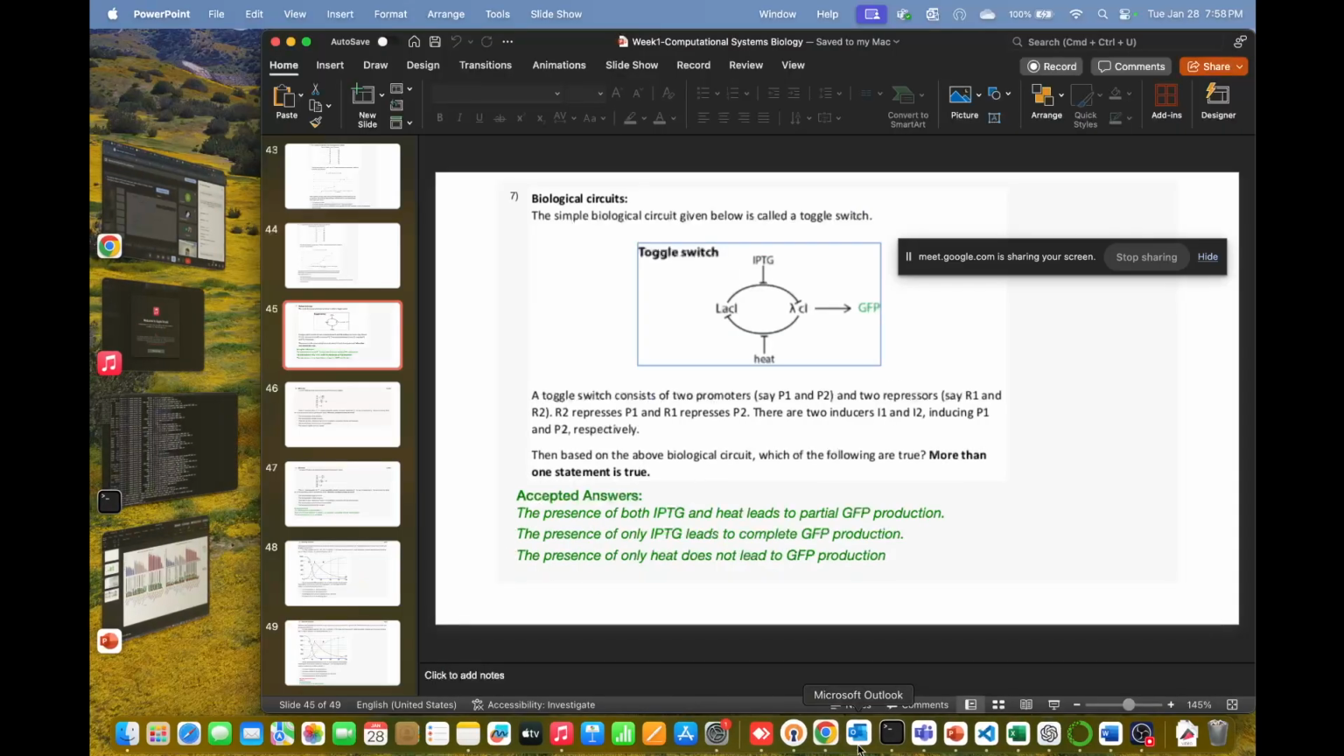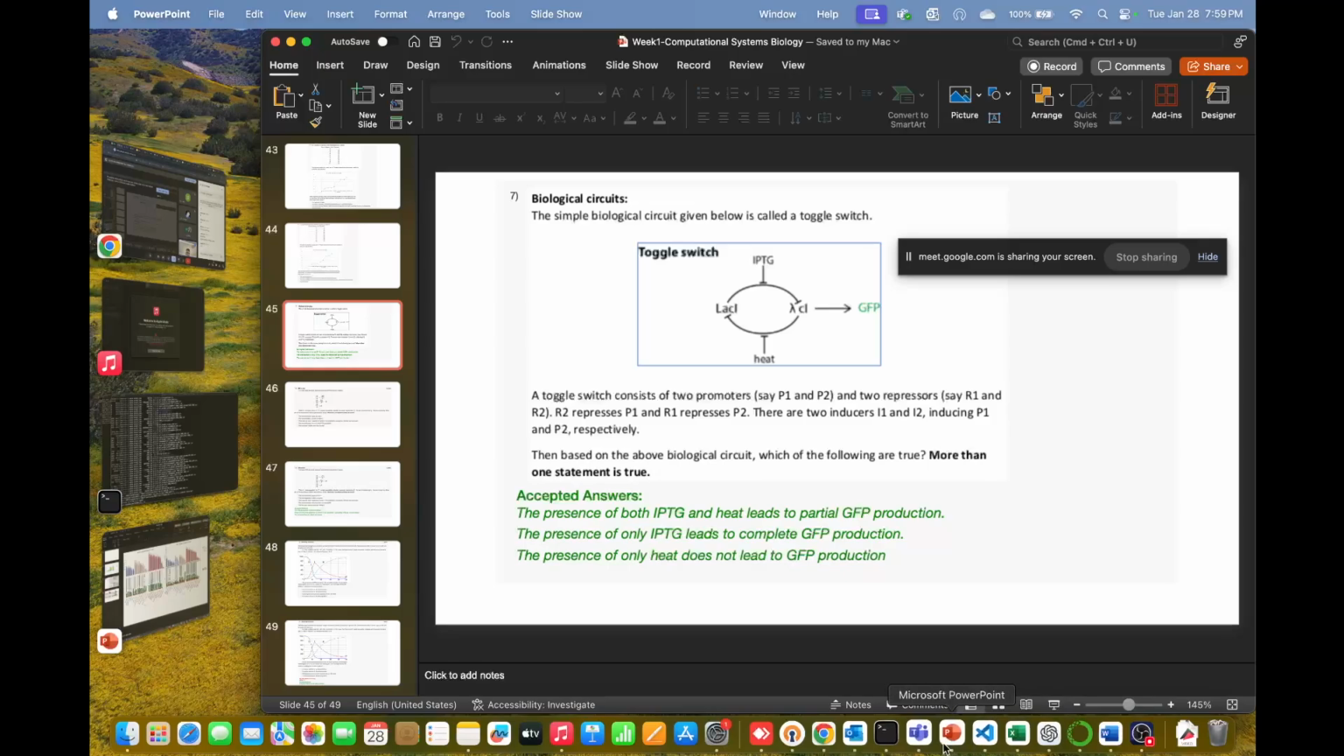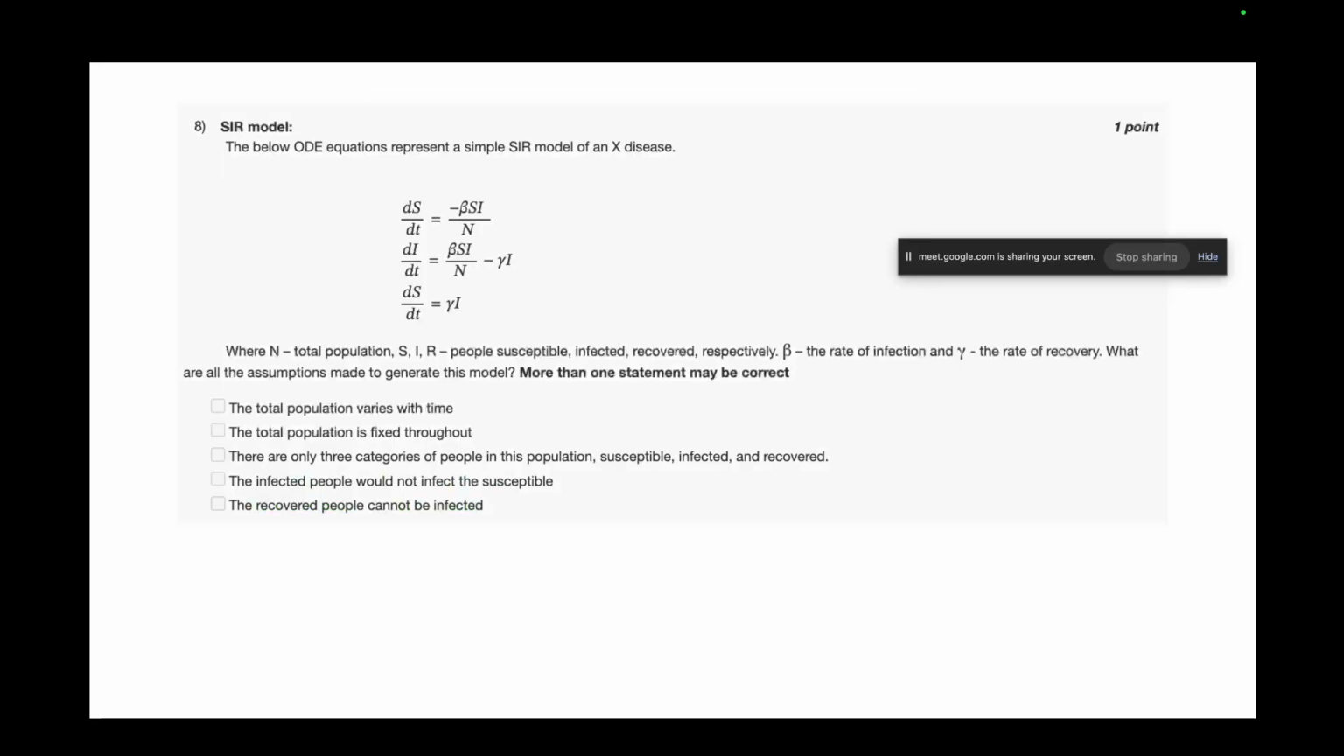Okay. Any answers that you've given? Okay. Yeah, I'll recheck this question and I'll get back to you in the next class. This I don't think is correct.